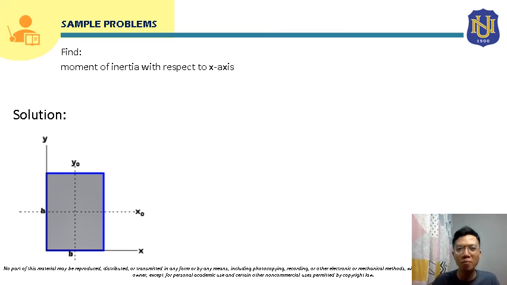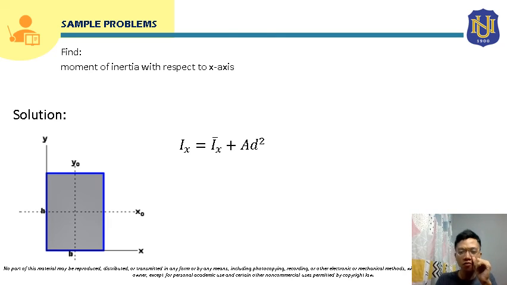If we are going to measure the moment of inertia with respect to the x-axis, our x-axis here is located at the base. We actually know already the moment of inertia of a rectangle if the x-axis is at the base, so this is bh cubed over 3. We will confirm that using the transfer formula. Our reference axis here is this x-axis, so this will be Ix bar plus A d squared.